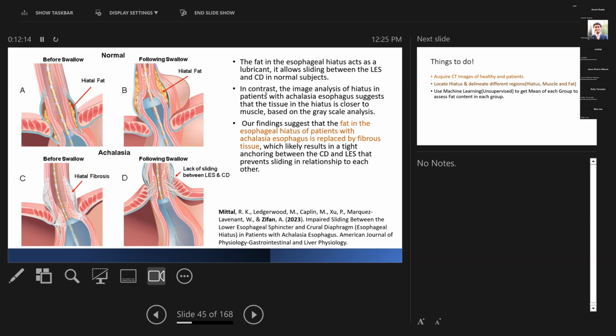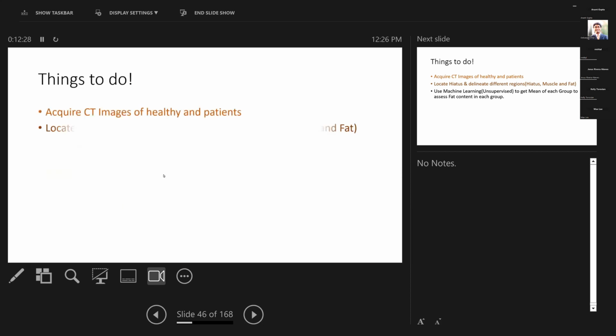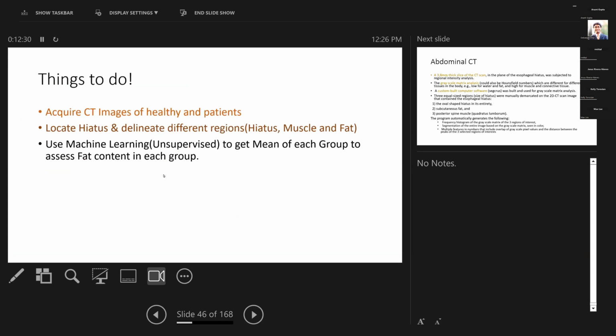But what we observed, actually, this was published about a week ago, in the achalasia subjects, there is a loss of fat content in these subjects, okay? So this sliding becomes rigid. But how do we prove this, right? So first we have to acquire CT images. We have to locate the different regions of hiatus, muscle, and fat. Then we have to use machine learning to compare the two groups, okay?